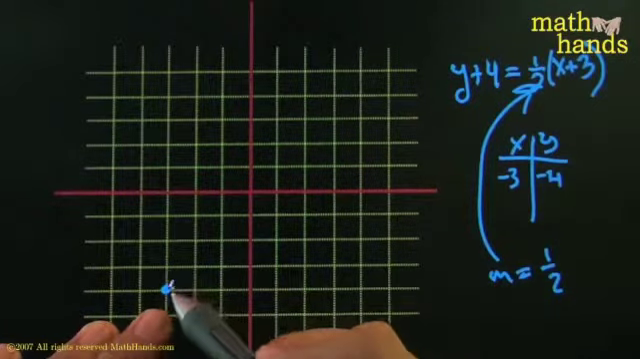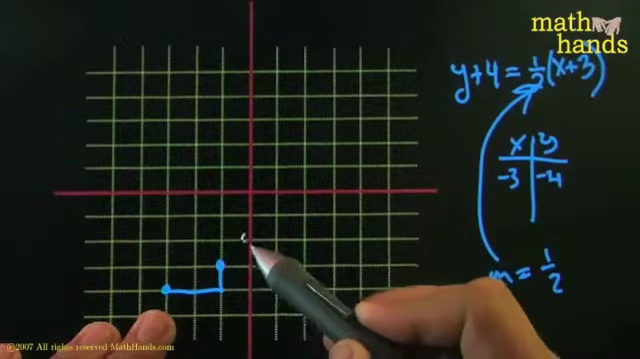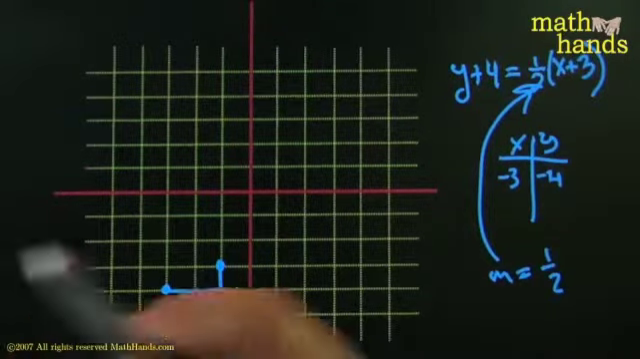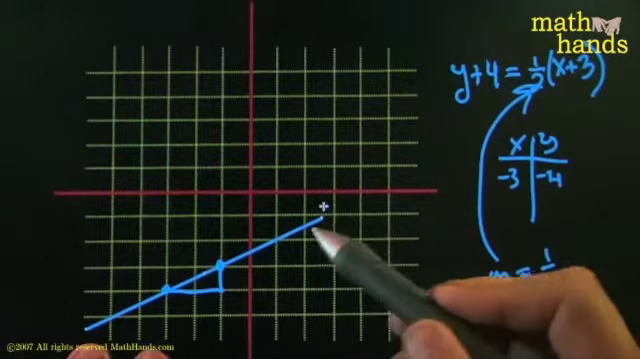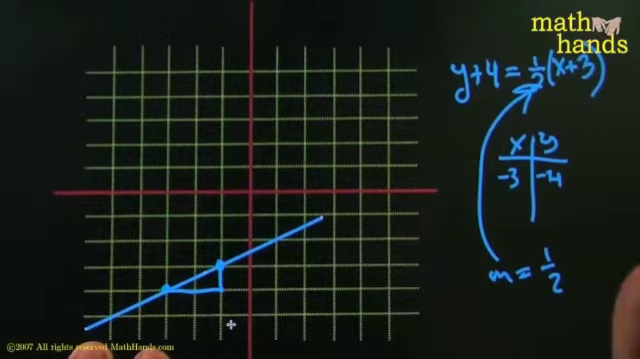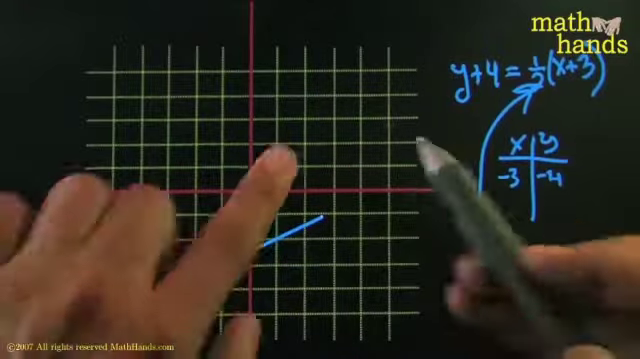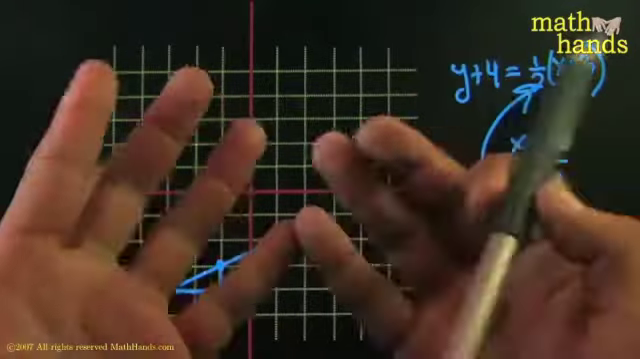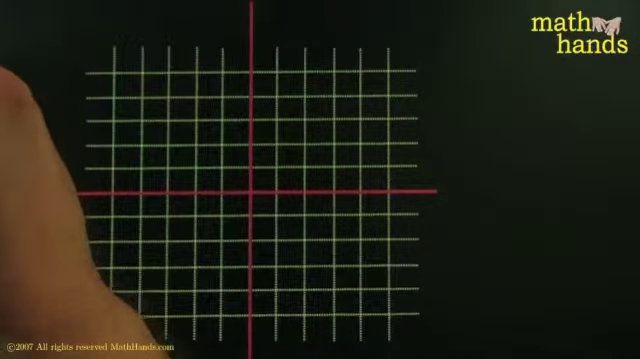So from here, I'm going to run 2 spots, and I'm going to rise 1 spot. That marks the spot. That's all it takes. Then you just join the 2 points, and you're set. See how easy that was? All you need is a point and a slope. Game over. You figure out the point, and then the slope, you figure out how steep.